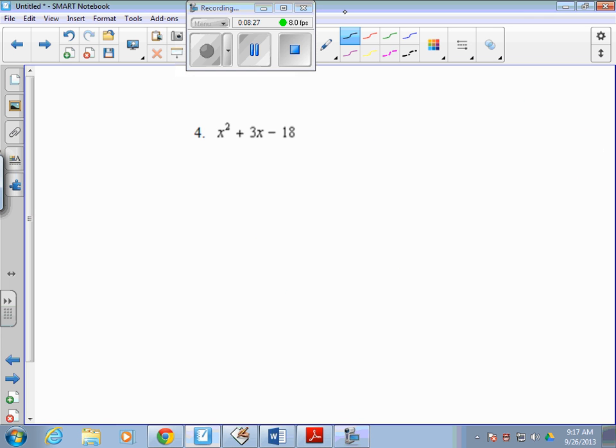We have x squared plus 3x minus 18. Again, factor it out. Open 2 sets of parentheses. x times x gives you x squared. You have to factor out 18. Again, don't look at positives and negatives yet. Let's just factor out the number 18. 1 times 18, 2 times 9, 3 times 6. Those are the only factors of 18.